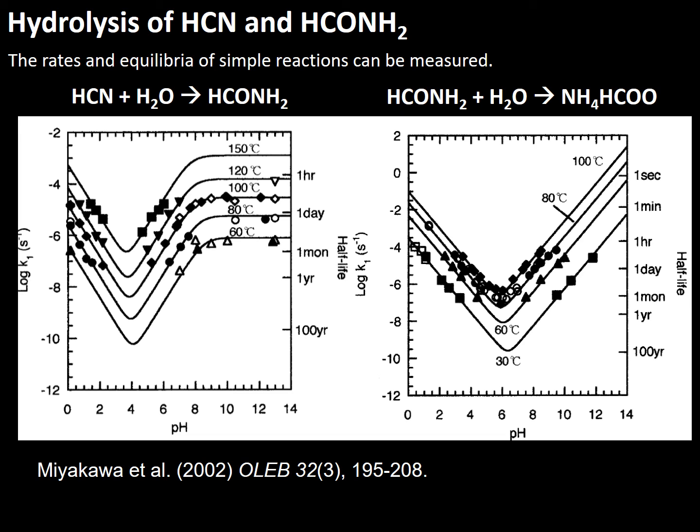So again, this points out the importance of these environmental parameters of temperature and pH. And we see the same thing for formamide. It's a slightly less complex pH rate curve, but again, much more stable at low temperatures than even slightly higher temperatures, by factors of an order or two of magnitude per 10 degree rise.